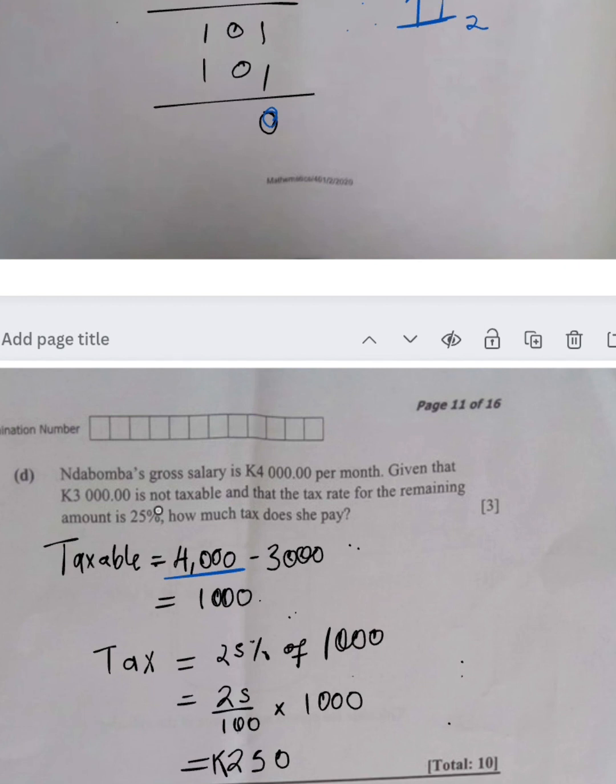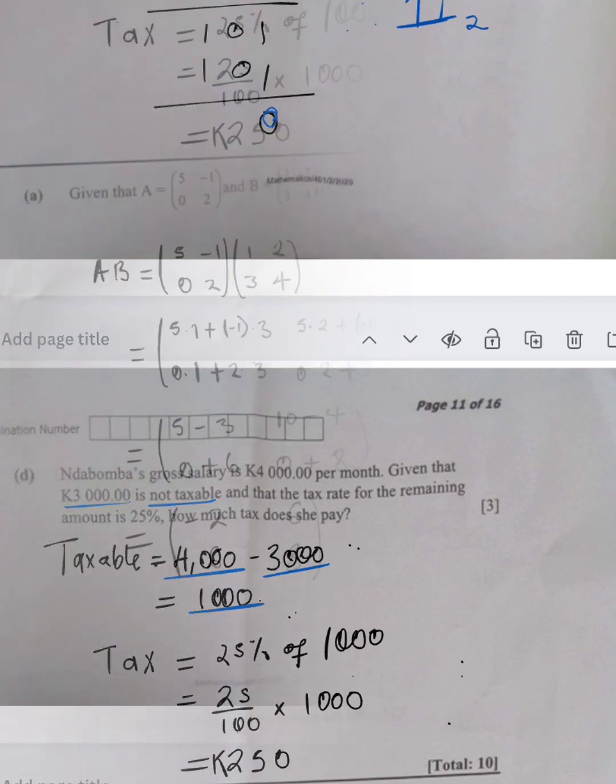Now we are told that 3,000 is not taxable. So we remove 3,000 from the gross and we remain with 1,000. And the tax rate for the remaining amount is 25%. So out of this 1,000, this lady is charged 25% of it, right? So how much does she pay? We just take 25% of 1,000, which is just 250.